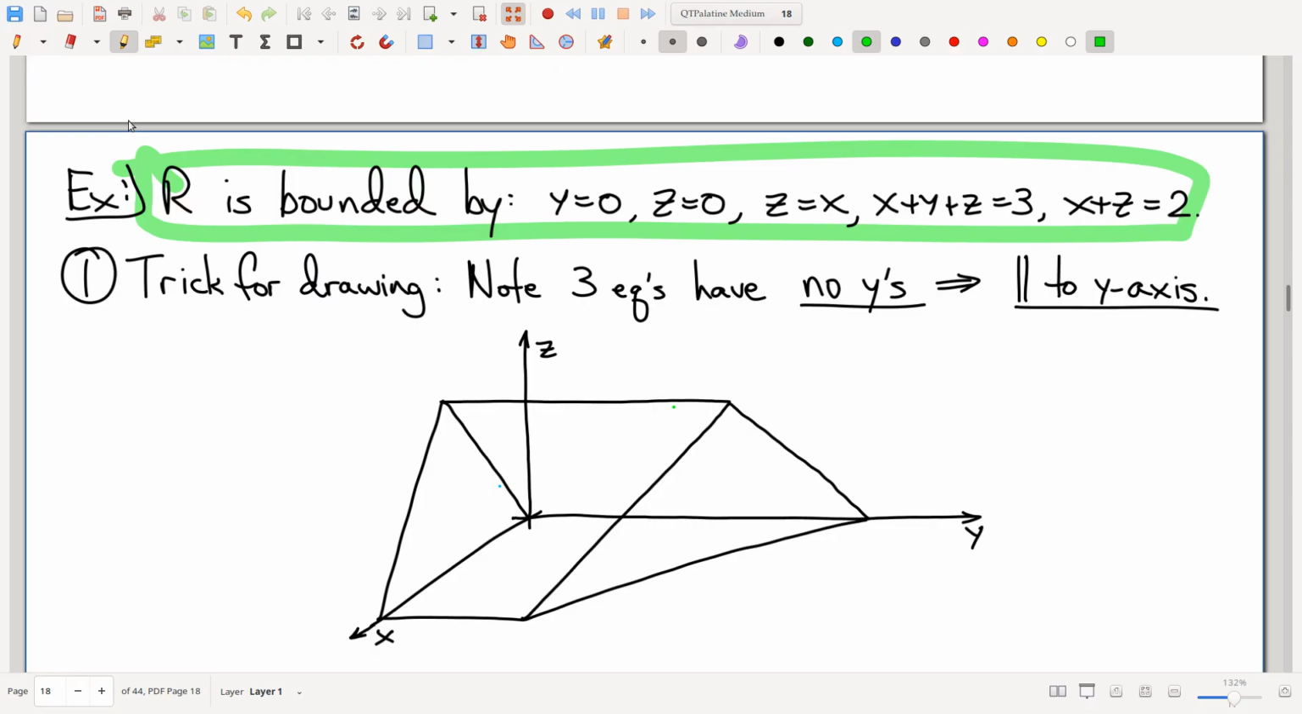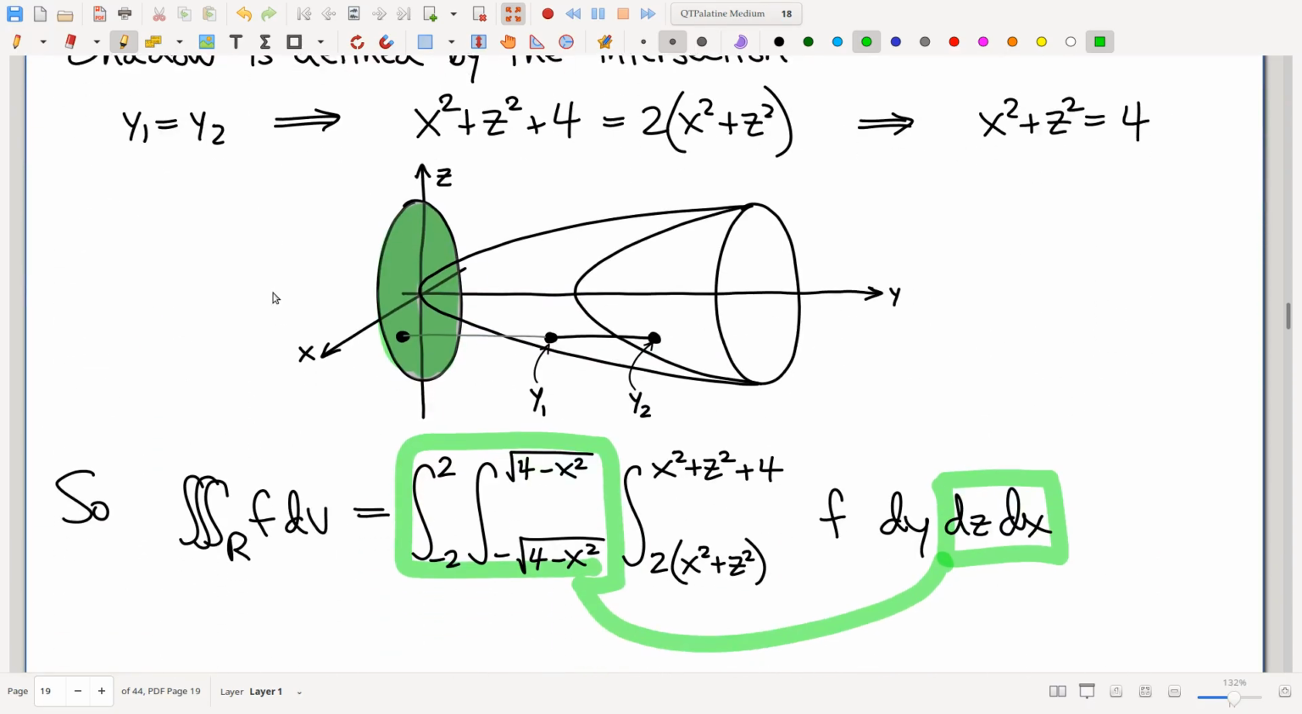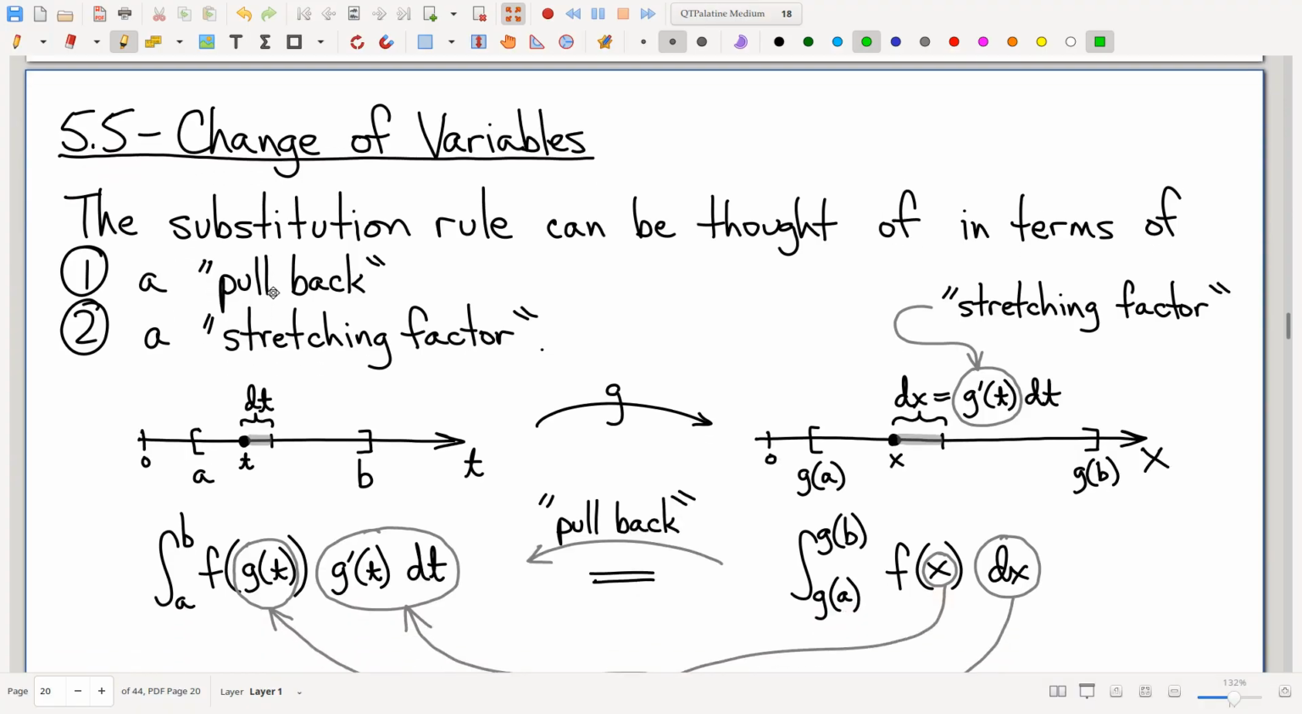Did I see another hand somewhere? No? Okay. All right. So moving along.